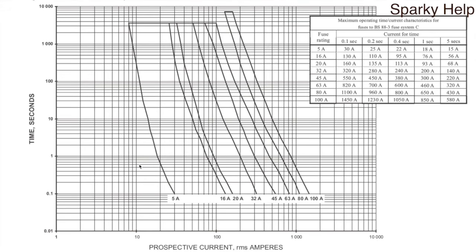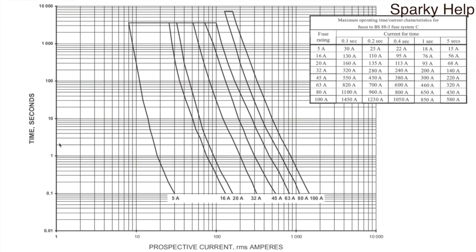What we've got on here is a logarithmic graph, so hence they're not equal spacing. Up the side you've got time in seconds from 0.01, 0.02, 0.03 up to 0.1 of a second, 0.2, 0.3, 0.4 to 1 second, 1, 2, 3, 4 till you get to 10 seconds, and it goes right the way up to 10,000 seconds. It's quite a long time. And across the bottom you've got the fault current.